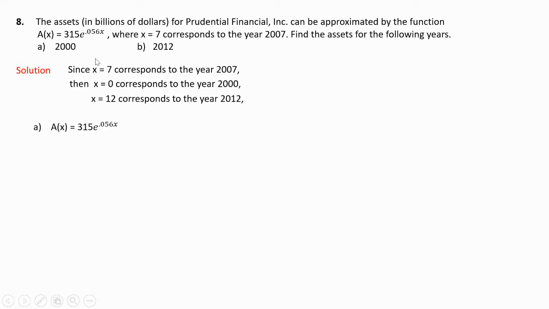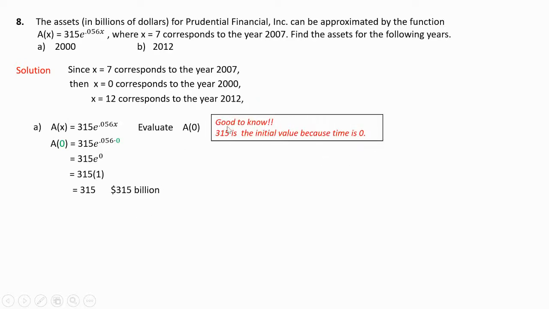So for part A, I'm going to find A of 0, and for part B, I'm going to find A of 12. But let's do A of 0 first. A of 0 means I'm going to plug in 0 for the x. So this will be 315 e to the 0 power, because 0.056 times 0 gives you 0. Anything to the 0 power gives us 1. So 315 times 1 gives us 315. This is the answer for A, but since it's in billions, it's 315 billion.